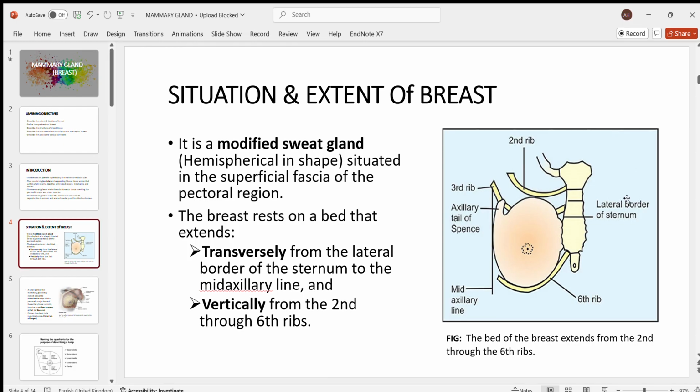Grossly, what we need to know is the extent of the breast. Vertically, the breast lies from the second rib till the sixth rib, and the horizontal extent is from the lateral border of sternum till the mid-axillary line. Mid-axillary line is basically an imaginary line that is drawn from the middle of axilla here. So the vertical extent is from the second rib to the sixth rib, and the horizontal extent is from the lateral border of sternum to the mid-axillary line.